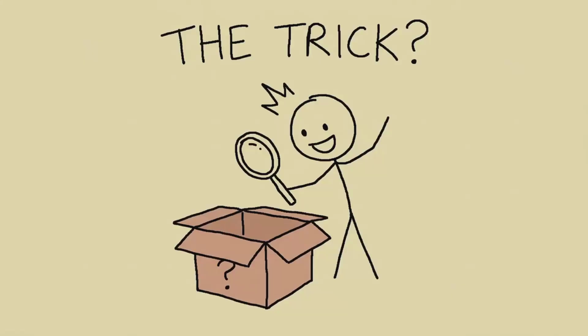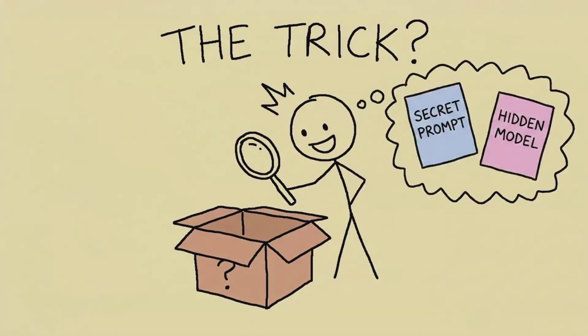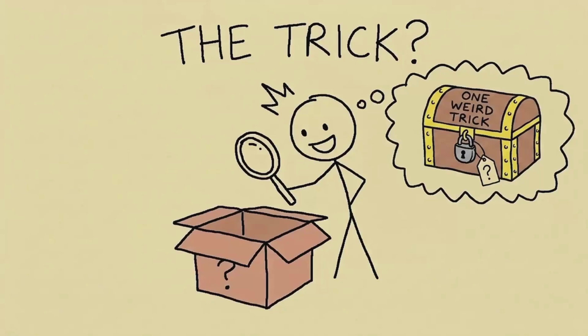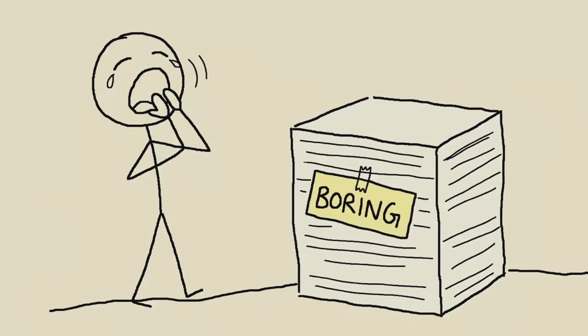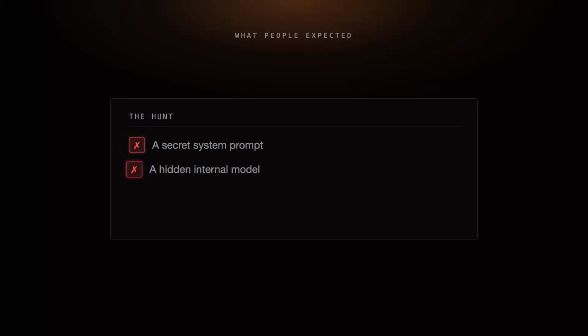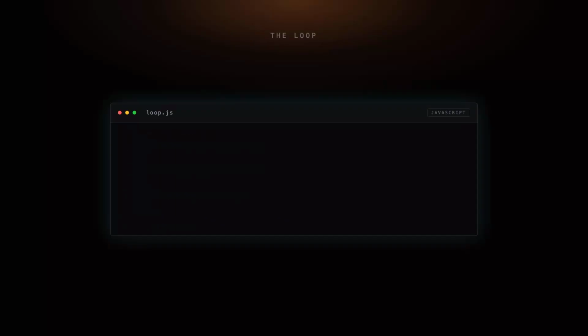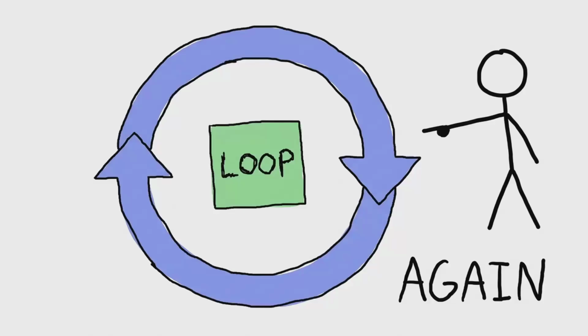People assumed they were about to find the trick, the secret prompt, the hidden model, the one weird technique. That's not what's in there. So this is what actually leaked, and it's duller than anyone wanted. A while loop. It calls the model, asks for tools, the harness runs them, the results go back in, and it repeats. That loop is maybe a few hundred lines.